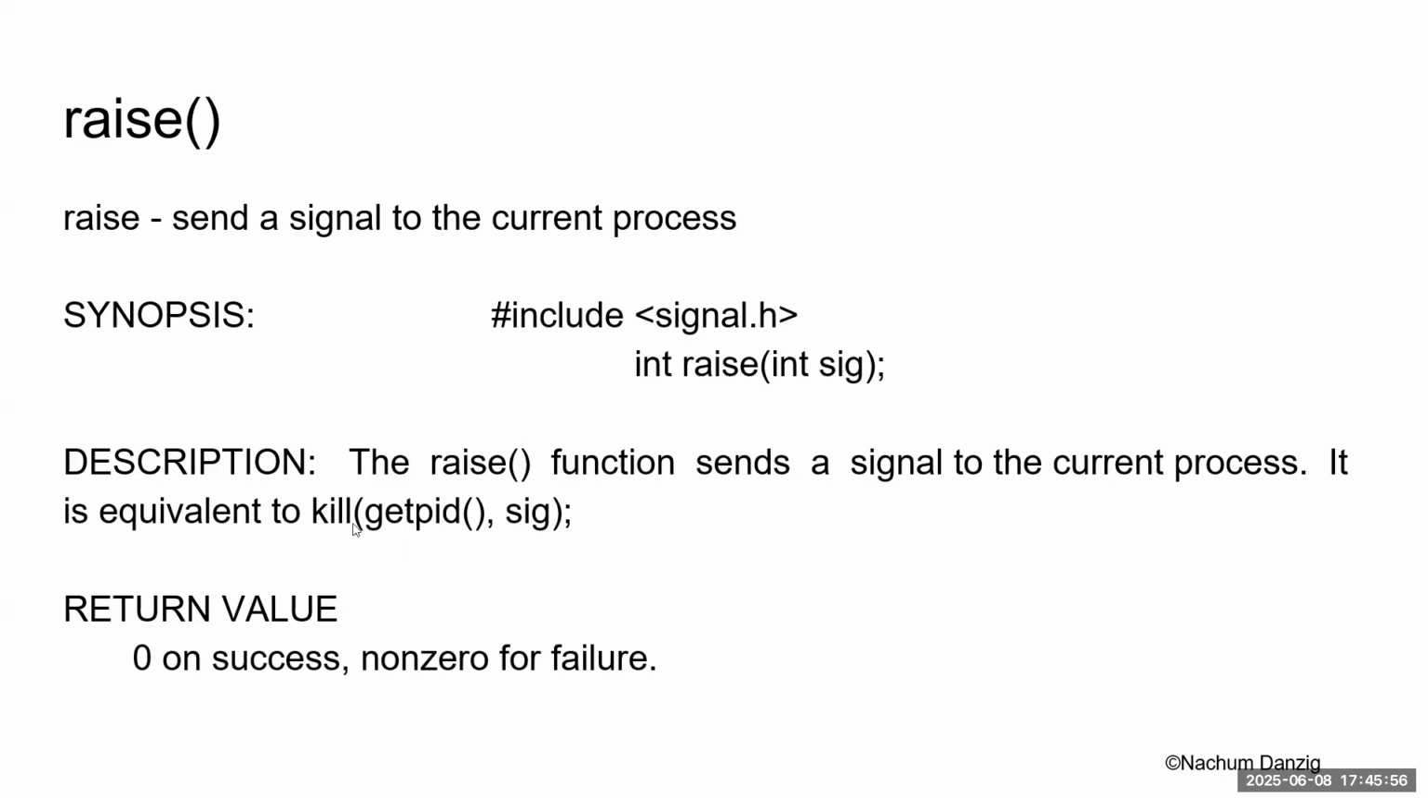So it's equivalent to kill getpid, where getpid gives me my own ID number. And then I send the signal. So if I do kill getpid, I'm sending it to myself. Same thing as raise. Again, it returns 0 on success. Basically, it would be kind of weird. What if you send 0 to yourself to check if you exist? It's kind of weird. Presumably you exist if you're sending a signal.